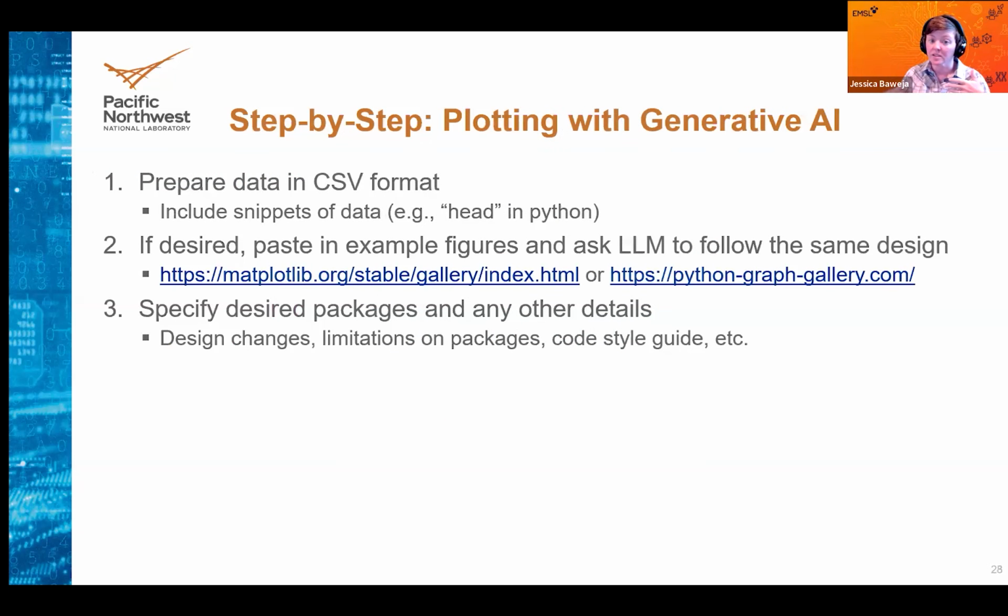So in a step-by-step format, if I wanted to do this, I would start out by getting the data. And generally, I tend to prepare data in CSV format. It's a nice format for working with a lot of packages. It's very simple and straightforward for a data set like this. It works really well. In the prompt itself, and I'll show you this in just a second, I will include a little snippet of the data to give the model a sense of what the data look like.